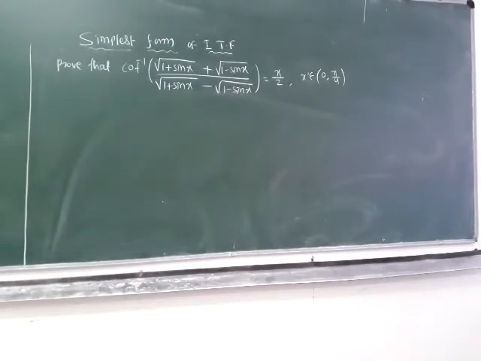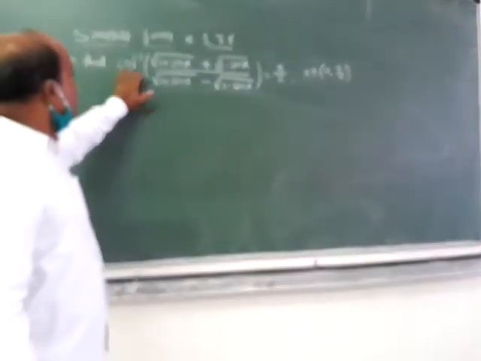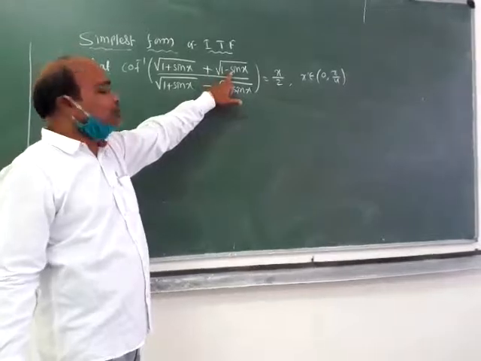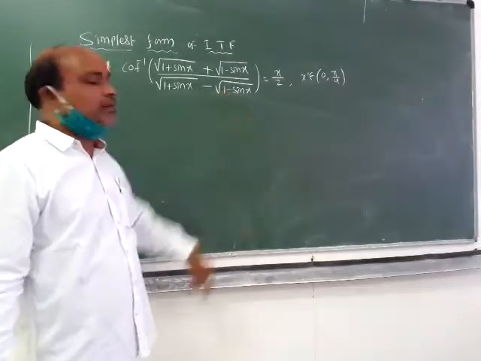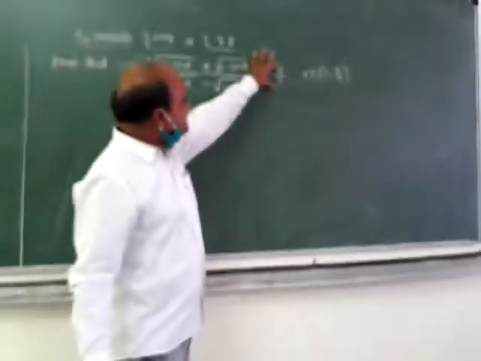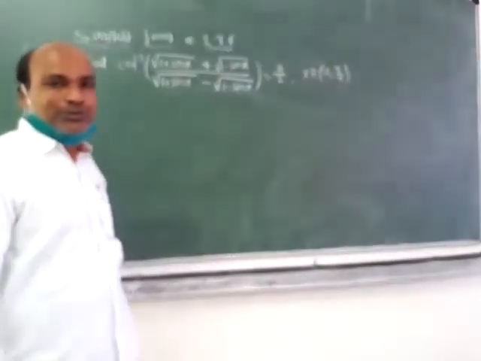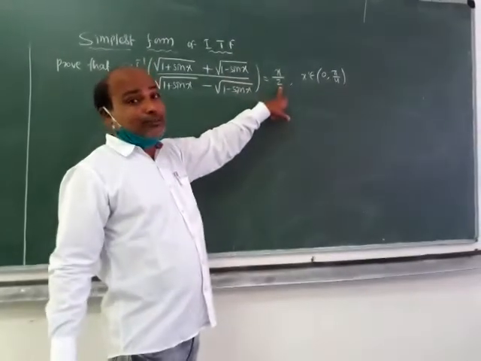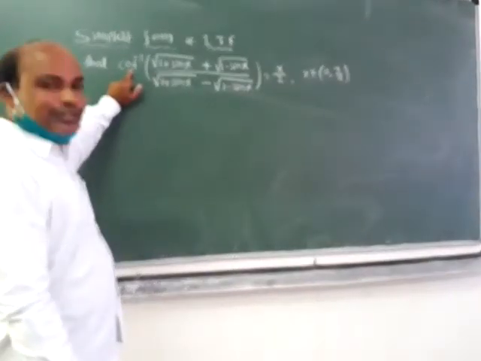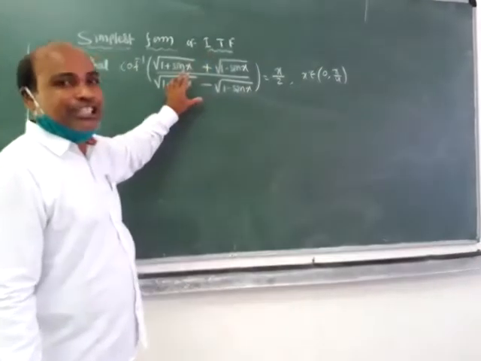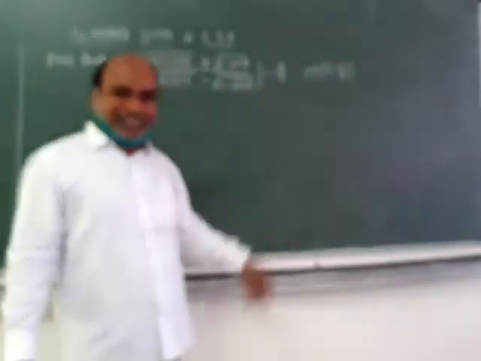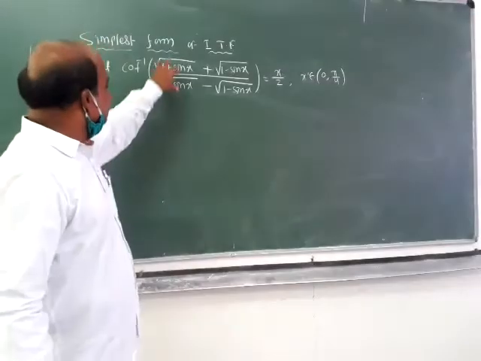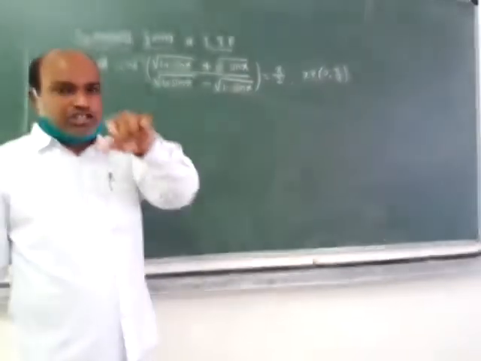Yes. So the next question, one of the very important questions, is cot inverse of (under root 1 plus sin x plus under root 1 minus sin x) upon (under root 1 plus sin x minus under root 1 minus sin x). Prove that the RHS is x by 2. When you get RHS x by 2, just think that here cot inverse, this bracket must also be cot of x by 2. Because cot inverse of cot x by 2 is equal to x by 2, right? So your target is to convert this to a cot.